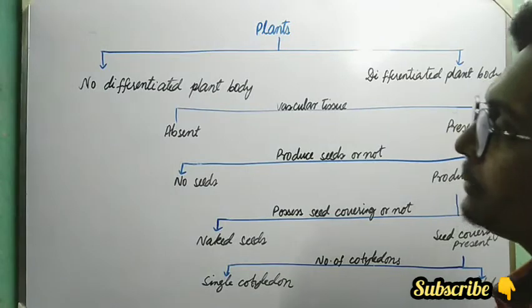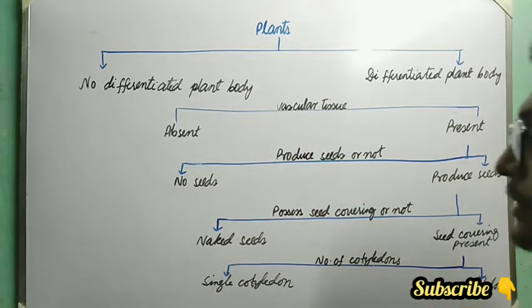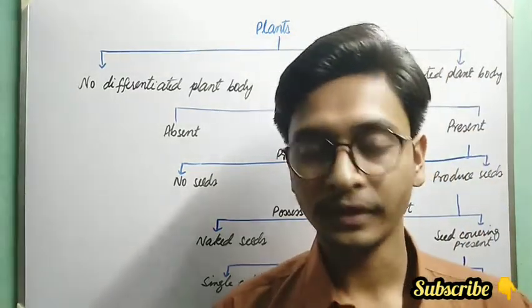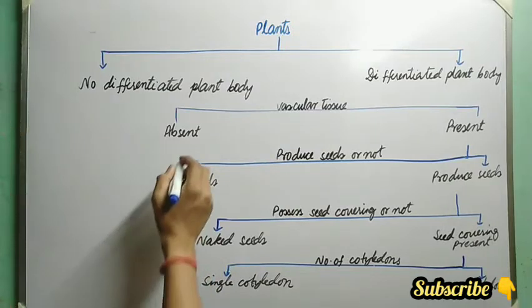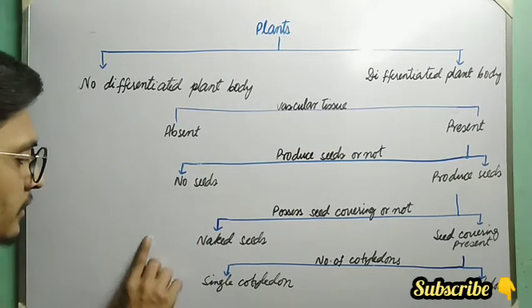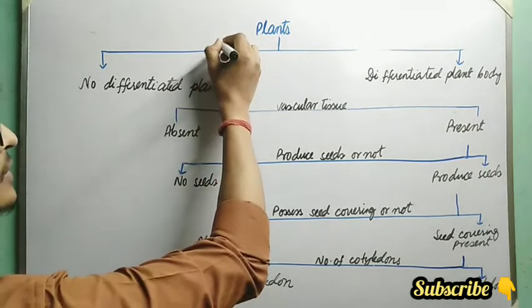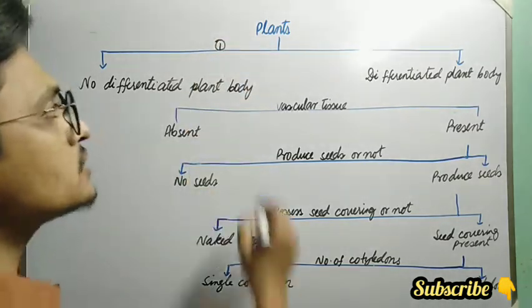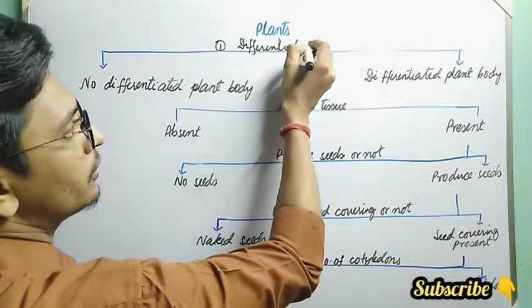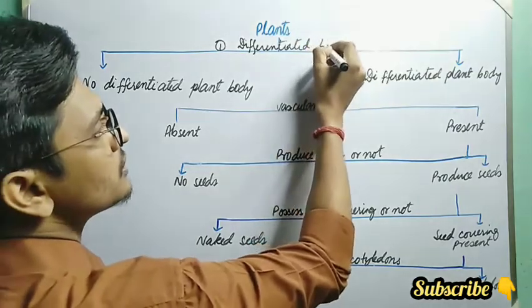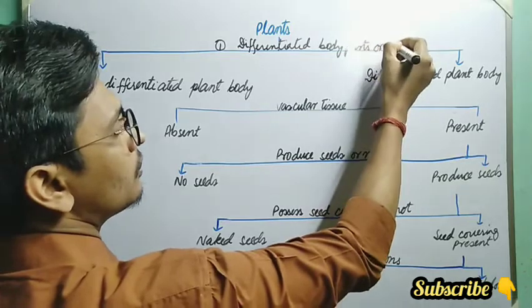So how many criteria will be used here? 1 2 3 4 criteria are going to be used here. So what are the 4 criteria? Here first one, let us see. Plant kingdom, we apply the criteria whether the plants possess a differentiated body or not. Whether they have differentiated body parts or not.